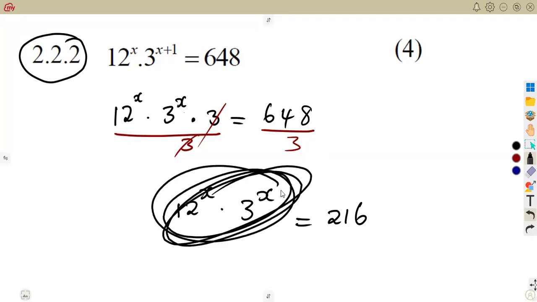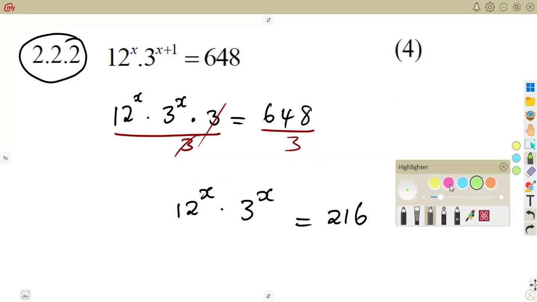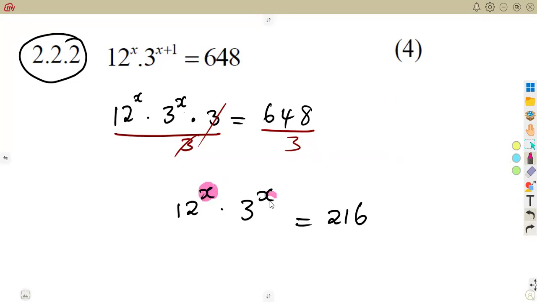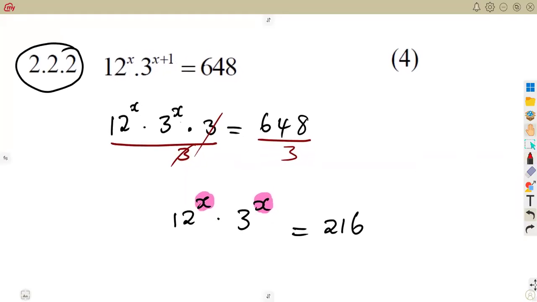So at this stage, at least we can figure out something. Yes, the bases are different, but the exponents are the same. So is there a law which connects these two? That's the question. Is there a law which connects these two? Yes, let's go back to our laws. Remember, from our laws of exponents, let's say we are given a and b raised to the exponent of x like this.